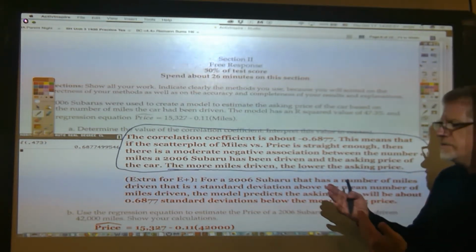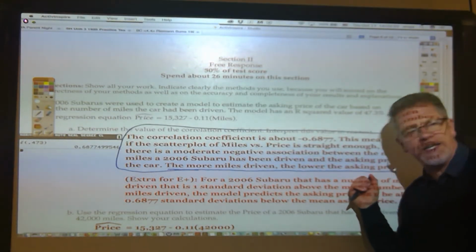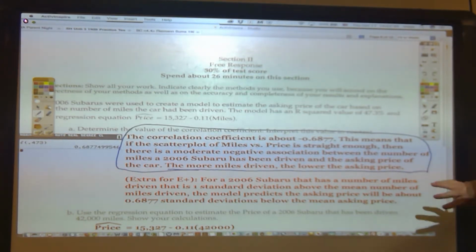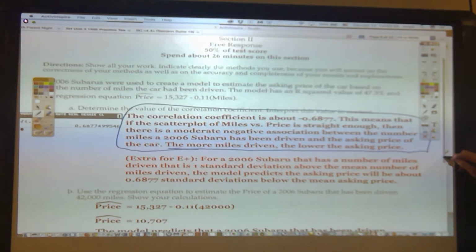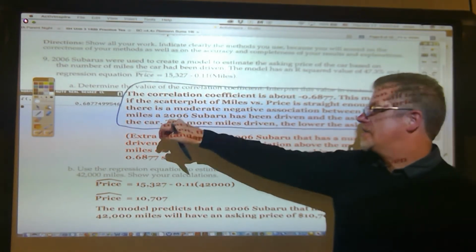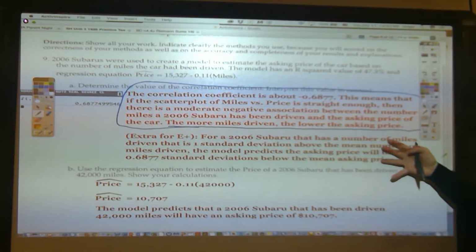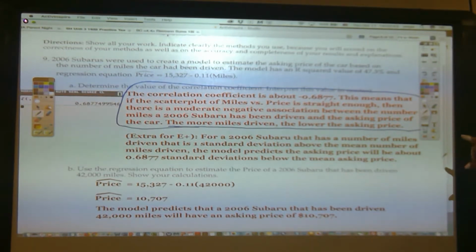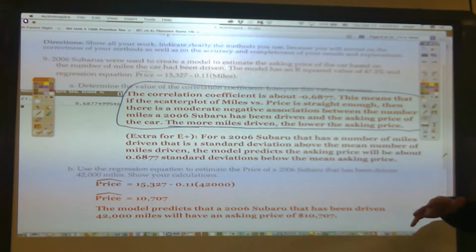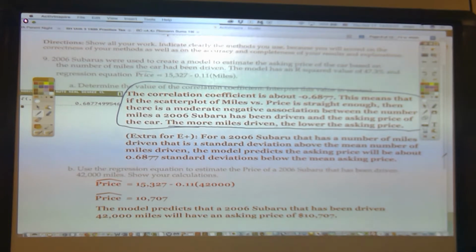Bottom line is that the more you drive your 2006 Subaru, the lower the price you're going to be able to ask for it. It's getting all used up. You can't ask much for it when you sell it. So that would be a full credit interpretation. It's nice to have this last sentence, but if you want to be really precise and go for an E+, where you actually include the .6877, then this is something we spend a lot of time talking about, in terms of how to do a top shelf interpretation of r. So it'd be like one or the other, you don't have to get both, you could, but in a multiple choice situation, you never know whether the multiple choice options will be bottom shelf interpretations or top shelf interpretations. So you gotta be ready for both.